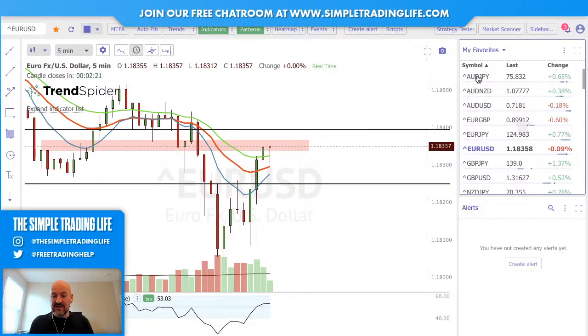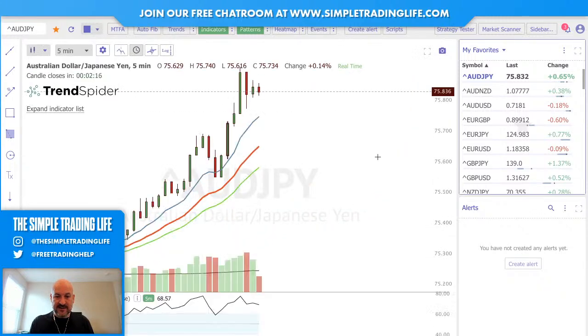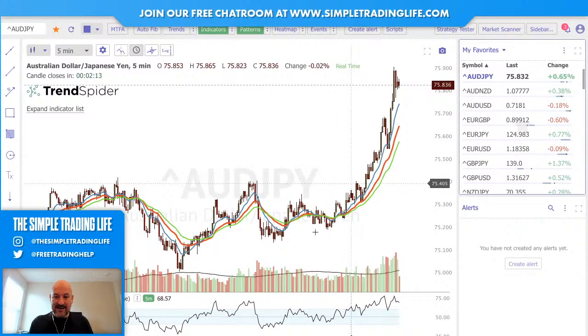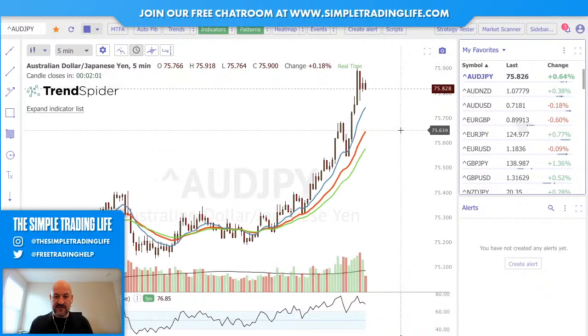All right, so yesterday we started at the bottom. Today we're going to start at the top of these forex pairs. All right, so now we're looking at the Aussie yen. The bigger picture was we were chopping, and then look at this upside move that we've made. Okay, pretty nice upside move.